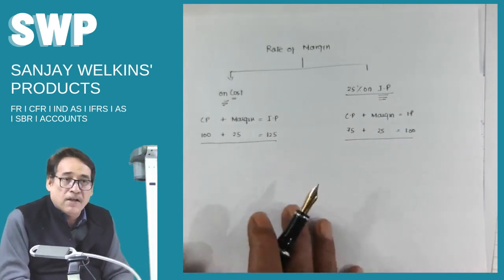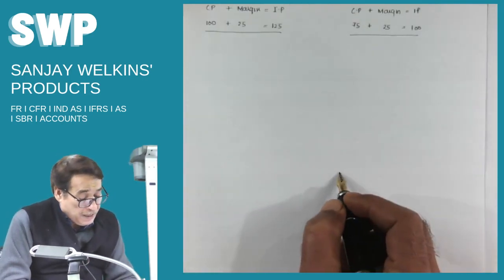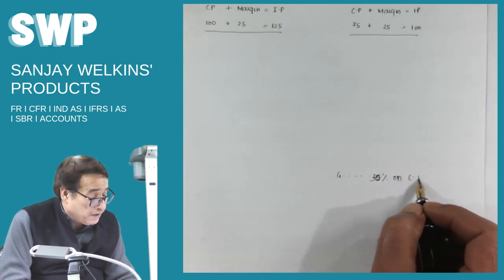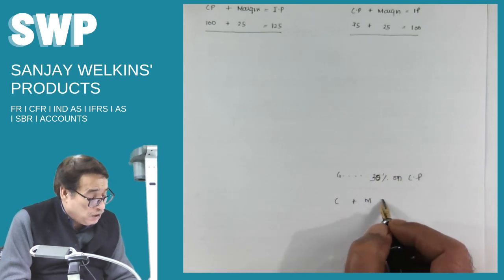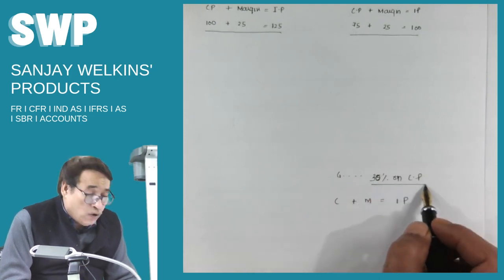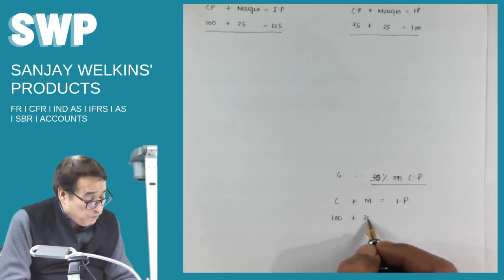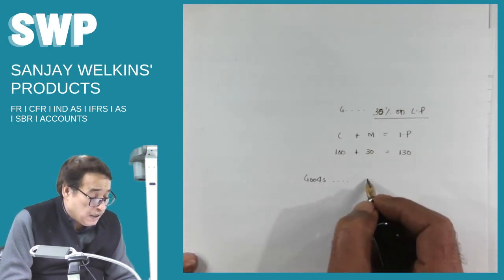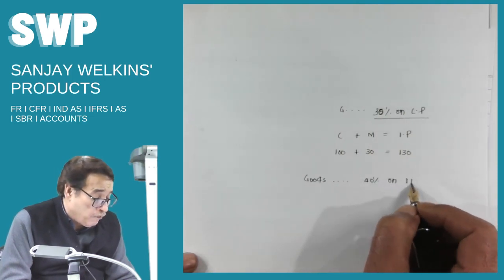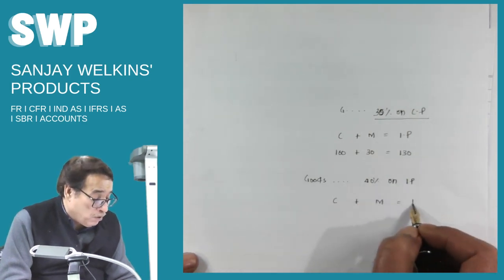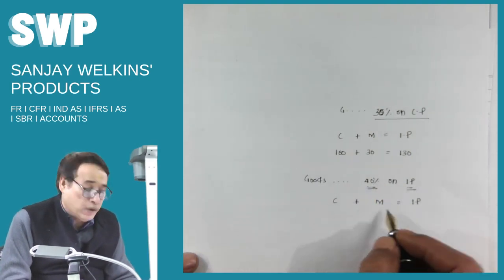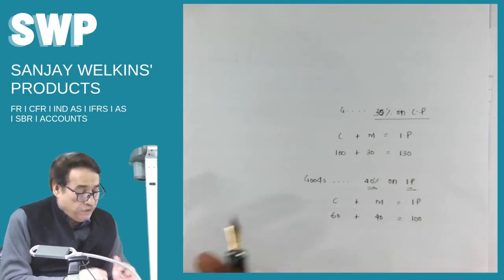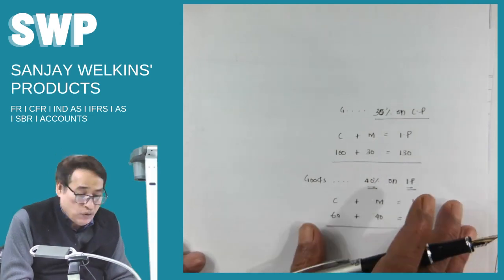It is very important, first of all, for you to frame this. Once you become proficient in it, now suppose I say goods are sent at 30% on cost price. How will you make the equation? Sir, cost plus margin is equal to invoice price. Rate is based on cost price, so we'll presume cost price as 100 and margin will be 30 and invoice price will be 130. Good. Suppose I say goods are sent at 40% on invoice price, how will you frame the equation? Cost plus margin is equal to invoice price. Because this time rate is based on invoice price, invoice price will be considered as 100 and margin will be 40 and cost will be 60. It is very important, first of all, you need to become deft in framing the equation. Is it clear to you? I hope now you got an idea regarding that.